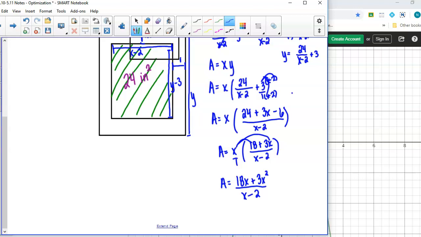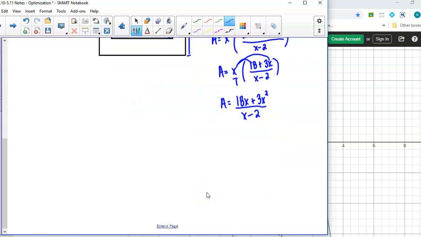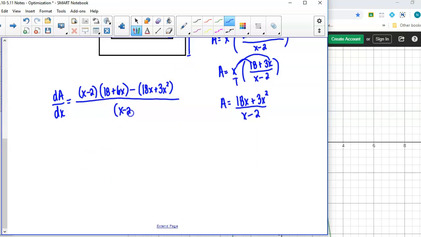Okay, so you've got an area formula here. What we're going to do is take the derivative of that area formula. So dA/dx is going to be x minus 2 times the derivative of the top, which is 18 plus 6x, minus 18x plus 3x squared times the derivative of the bottom, which is just 1, all over x minus 2 squared.